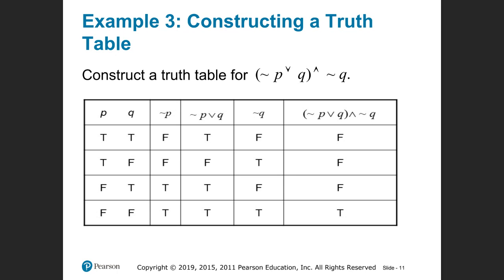The next part is not Q. Well, we go back to our column that has Q. This is just the negation of Q. And finally, we're ready to do the AND. Remember that for AND, both parts have to be true for the compound statement to be true. So we're going to look at the third column and the fourth column. Both of them have to be true or the compound statement is going to be false. So for the first line, it's going to be false. For the second line, it's going to be false. For the third line, it's going to be false. For the last line, both are true, so it's going to be true.